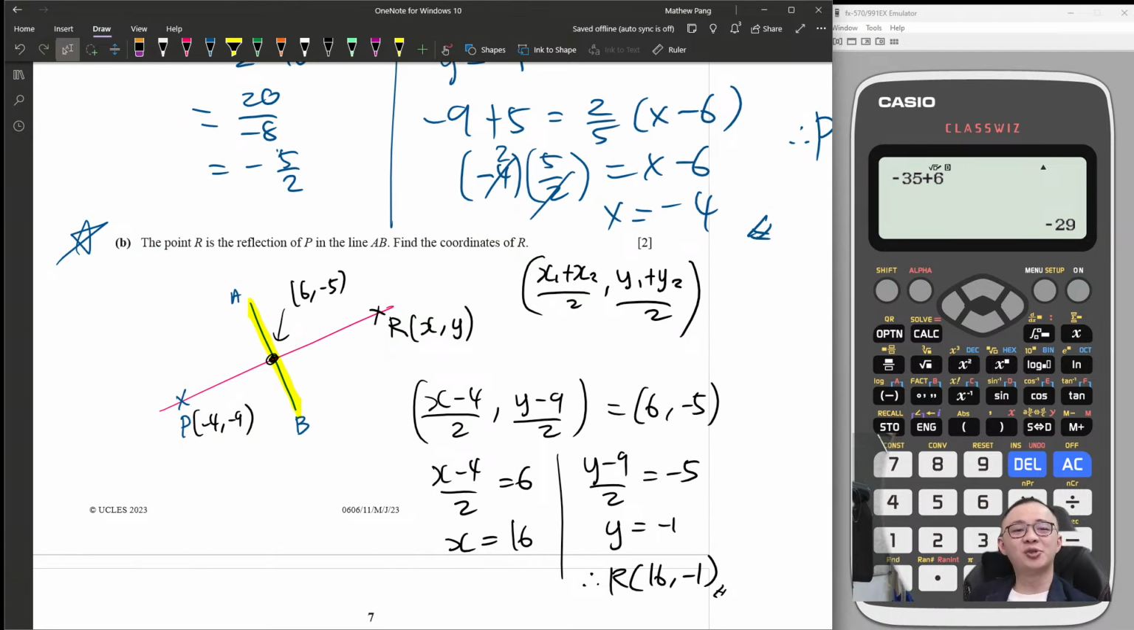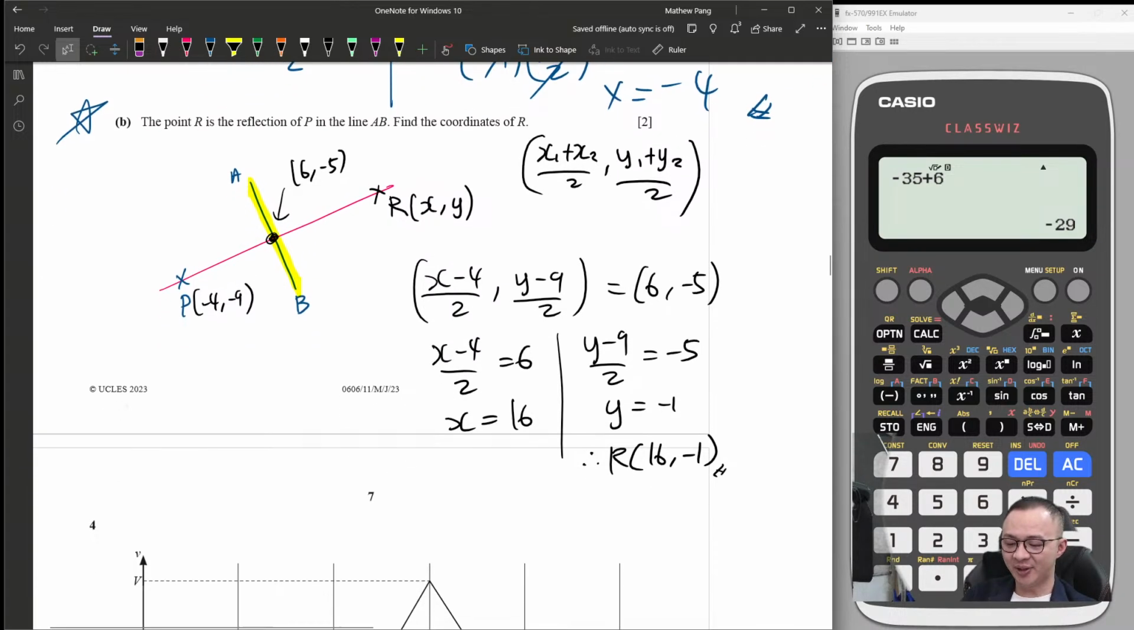So if you get the idea, it will not be hard. But a lot of students, when they see something like reflection, have no idea how the coordinate is going to reflect to the other side. Then it might be hard for some students. But if you get the idea that it's the midpoint, then it's fine.